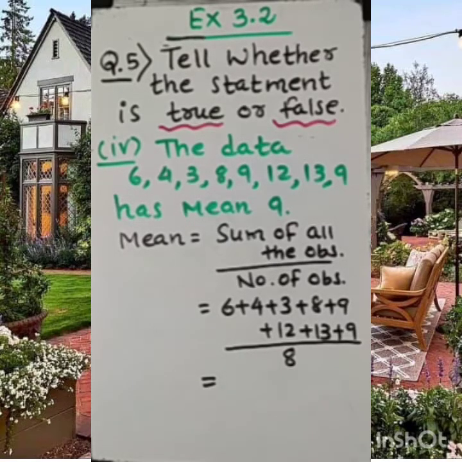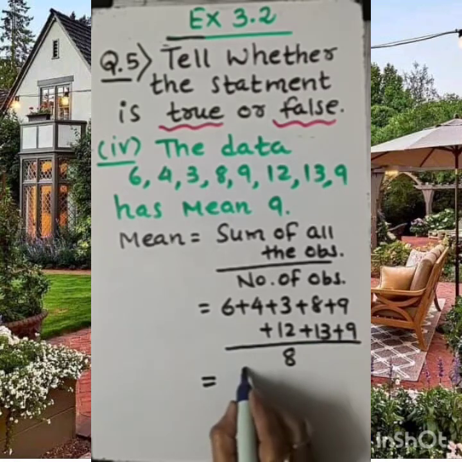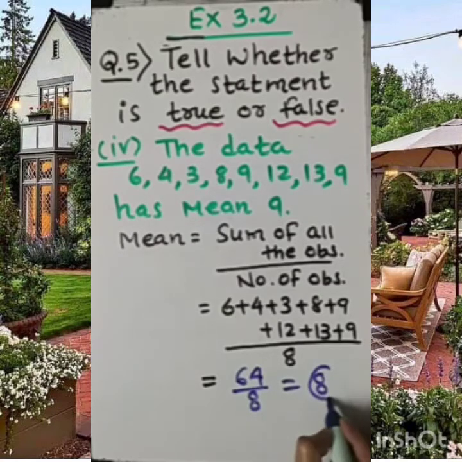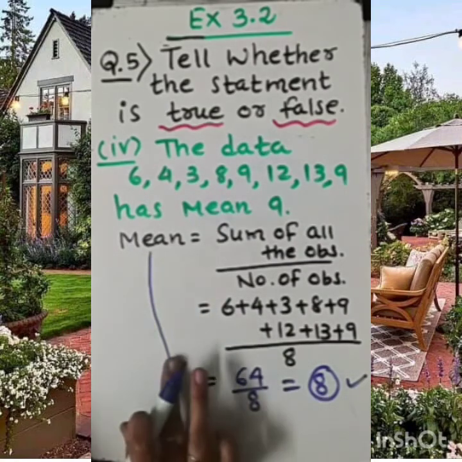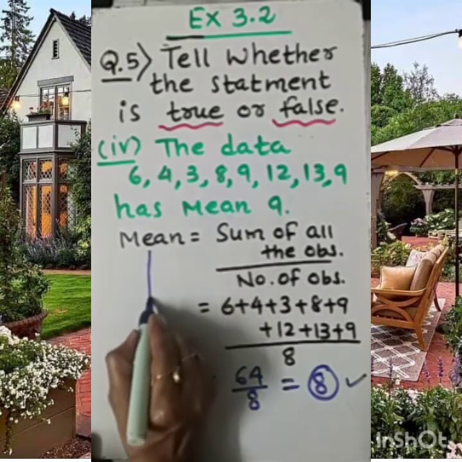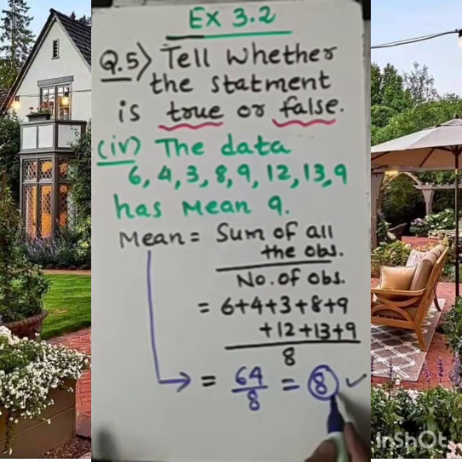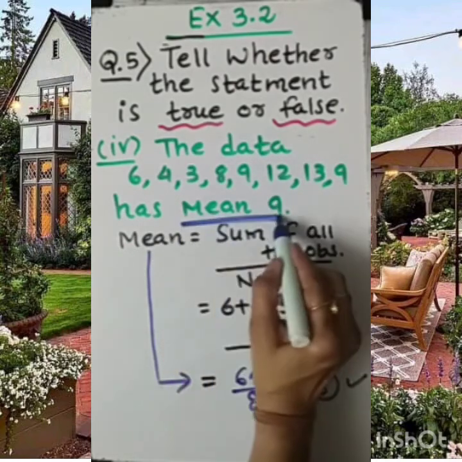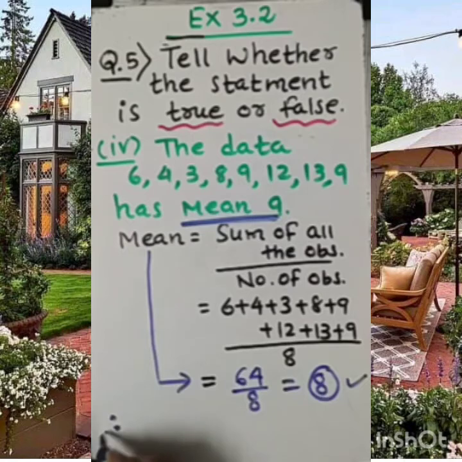So my dear students, the sum of all these observations is coming 64, and that we are going to divide by 8. As we know, 64 divided by 8 gives the result 8. Now we can come to the conclusion here. Our mean is coming 8. I am correcting it: the answer for the mean is coming 8. But in the given statement it is given 9. That's why we need to say that this given statement is false.